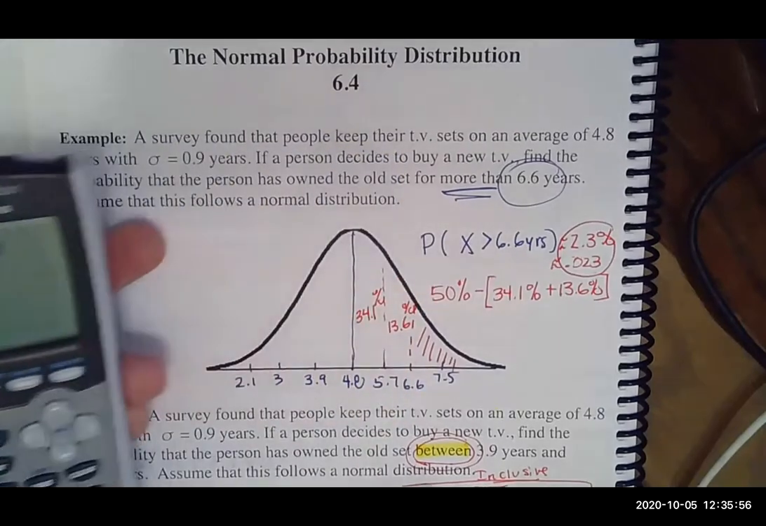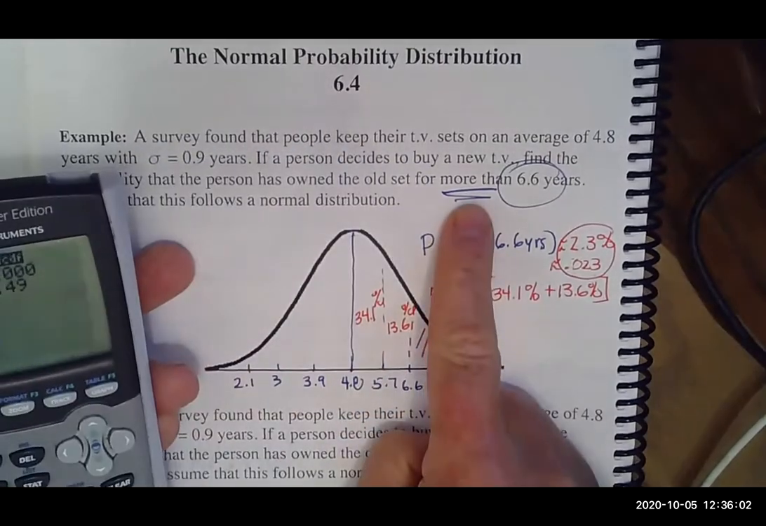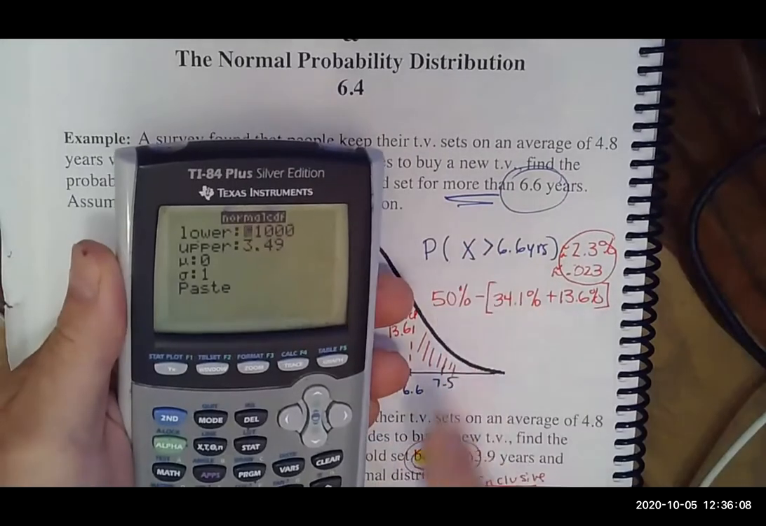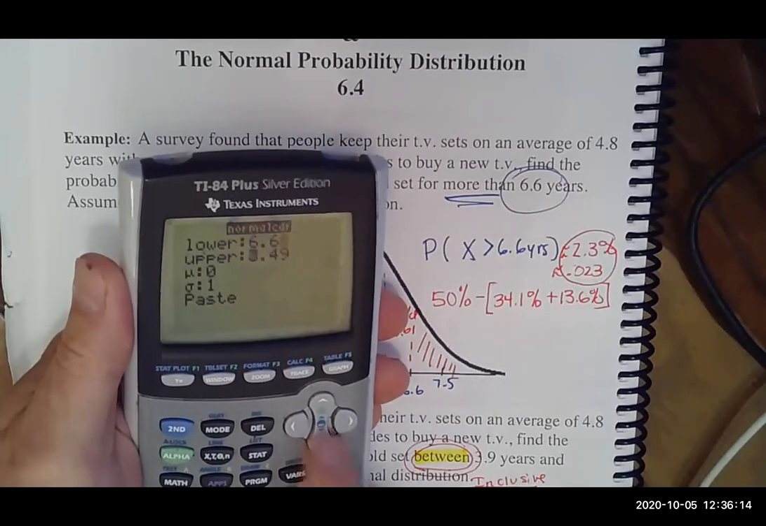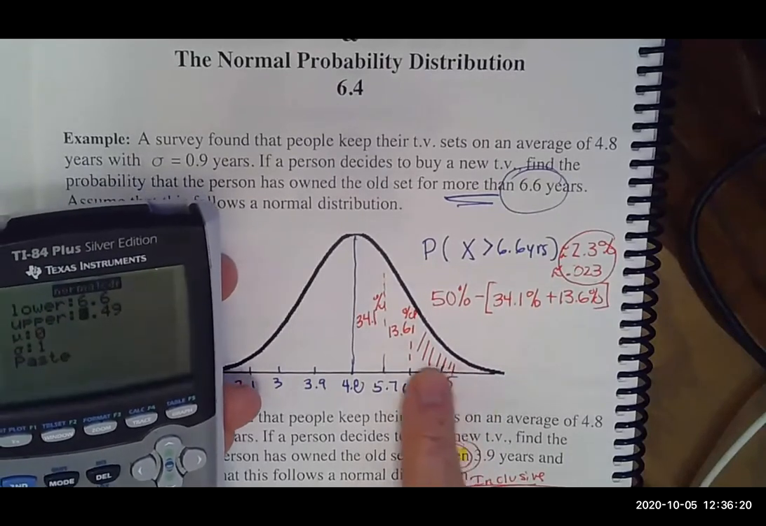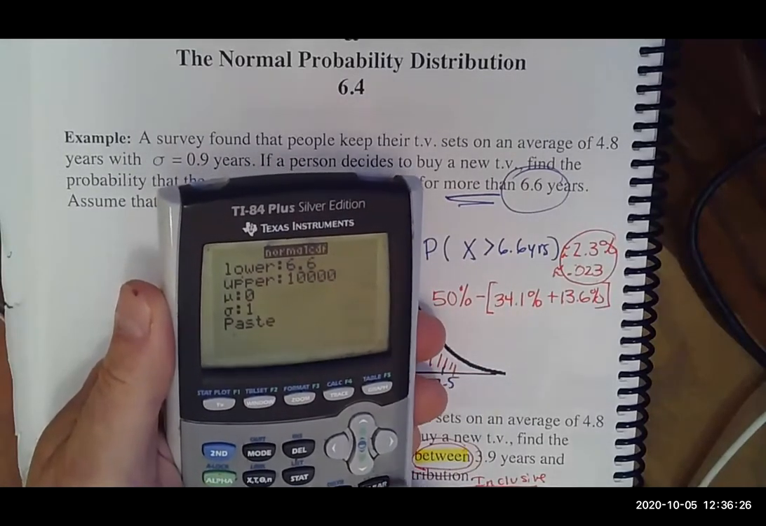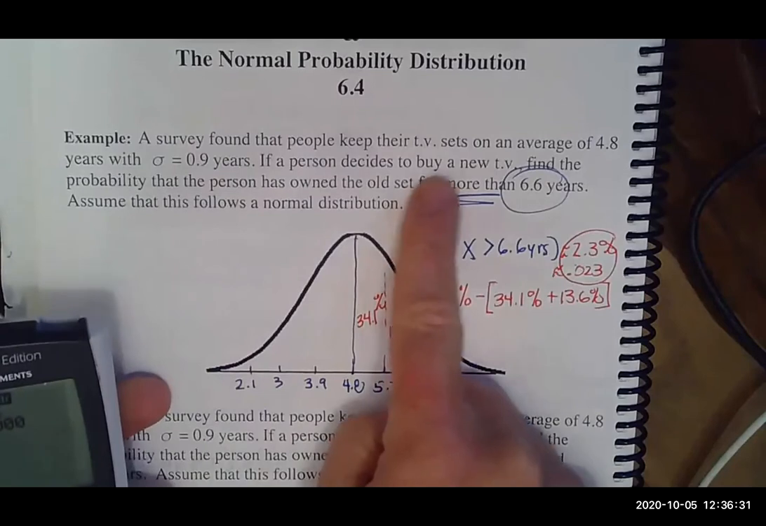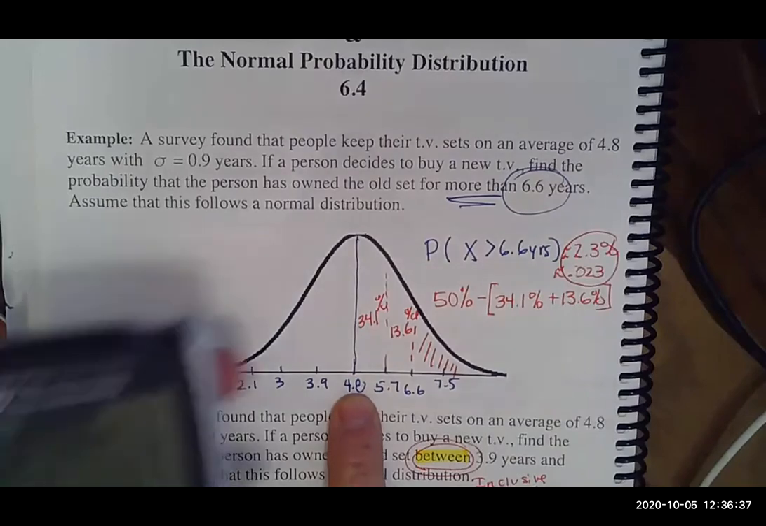Okay, what's my lower on this? Well, it looks like it's 6.6. See, remember the more than? There are some phrases that do not include the equal sign. Yeah, more than. So I'm going to go here, 6.6. And then to the right, come up with something ridiculous, like a bazillion, maybe 10,000. Now this is going to be the difference. Mu is not 0. Mu is right there, 4.8.